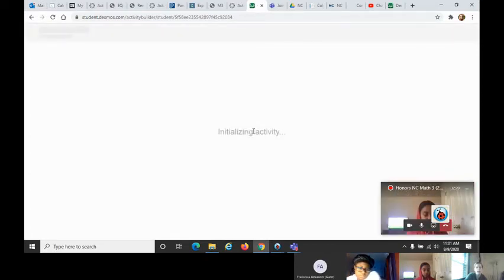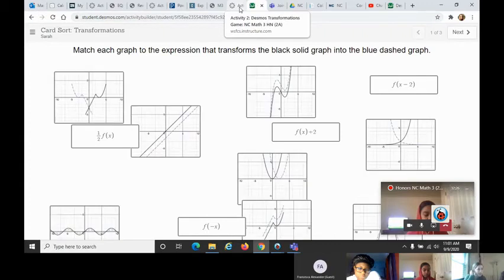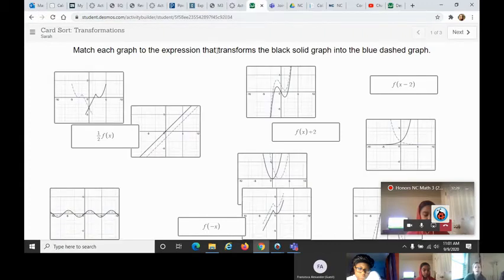So this and then the other activity that I have are basically practice for the quiz that you're going to take today. So it wants you to match each graph to the expression. So the black is the parent function, and the blue dash is the transformation.